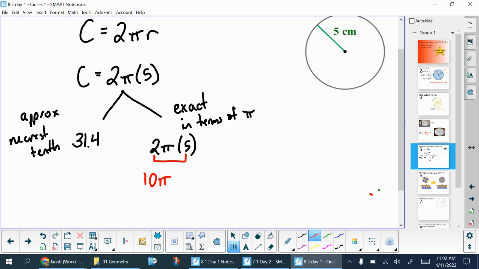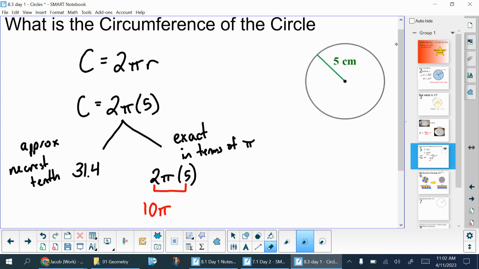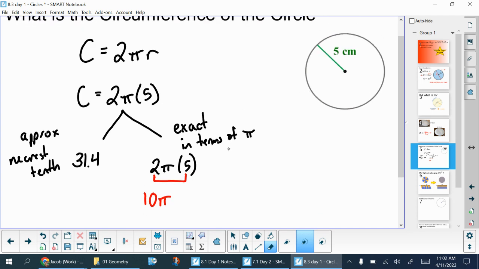That's the exact answer. This one was rounded. It is not exact. This one is not rounded. It is in terms of pi. It is exact. In math, we like exact answers, but I think you could probably see why, if we were using this for something in real life, 10 pi is not a good solution. If we were trying to put a border around a circular flower garden, nobody wants to hear I need 10 pi meters of edging. We need 31 meters of edging, right?